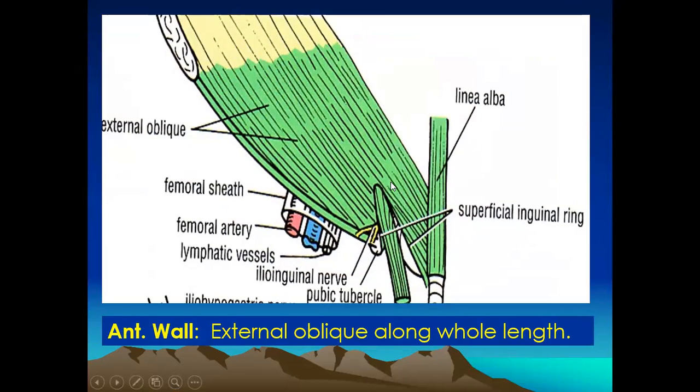So now here you can see this is the superficial inguinal ring. This is the external oblique muscle, which forms the anterior wall. Anterior wall, deep inside is the inguinal canal. Okay, anterior wall is from the external oblique along the whole length.